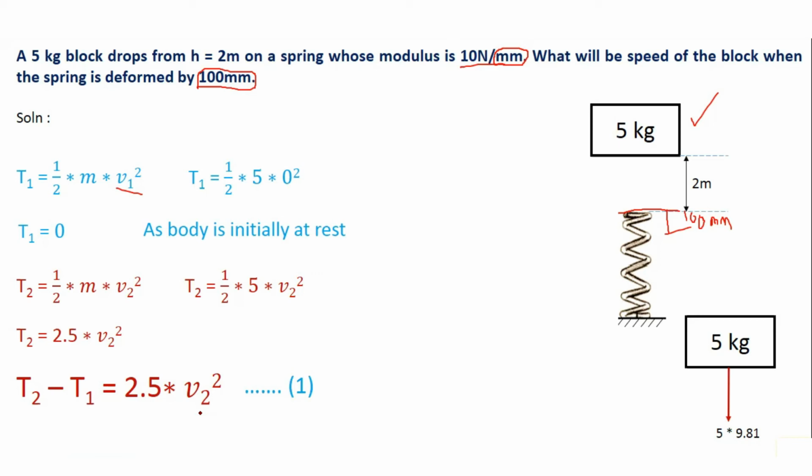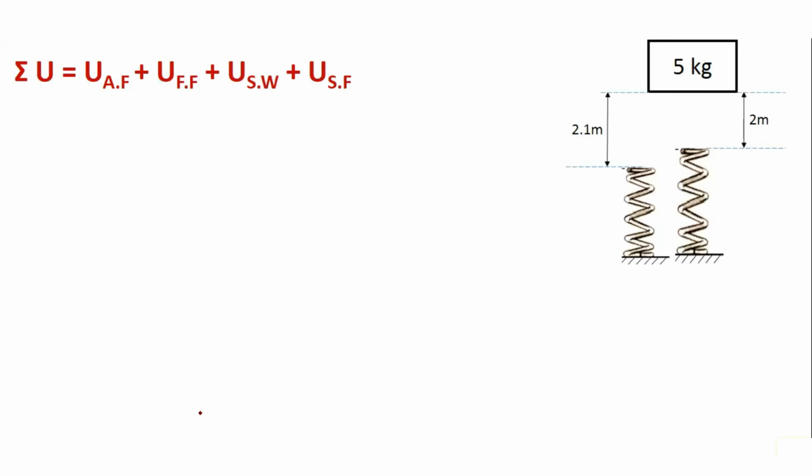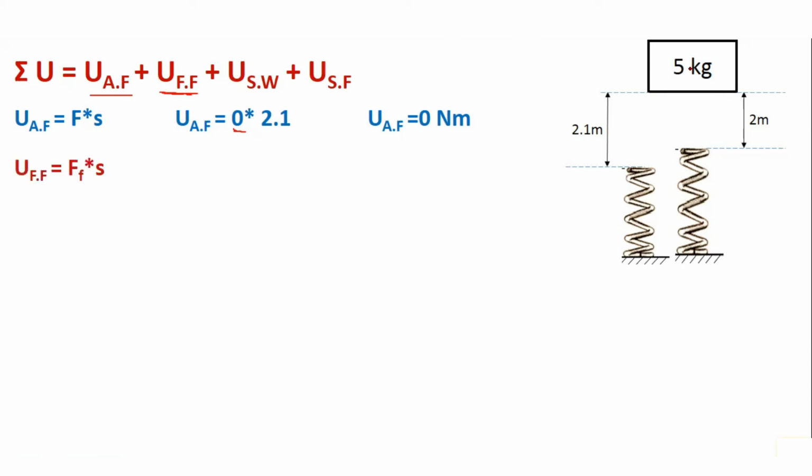Now for the right hand side, we have to consider all the work done. So first is work done due to applied force. So here you can see there is no force which is applied on this body. So I will write work done is force into displacement, which is equal to 0, because there is no force which is applied, hence it will be 0. Second is work done due to frictional force. Now frictional force will also be 0 because there is no contact of this body with any of the surface. So I will write UFF is equal to again 0.